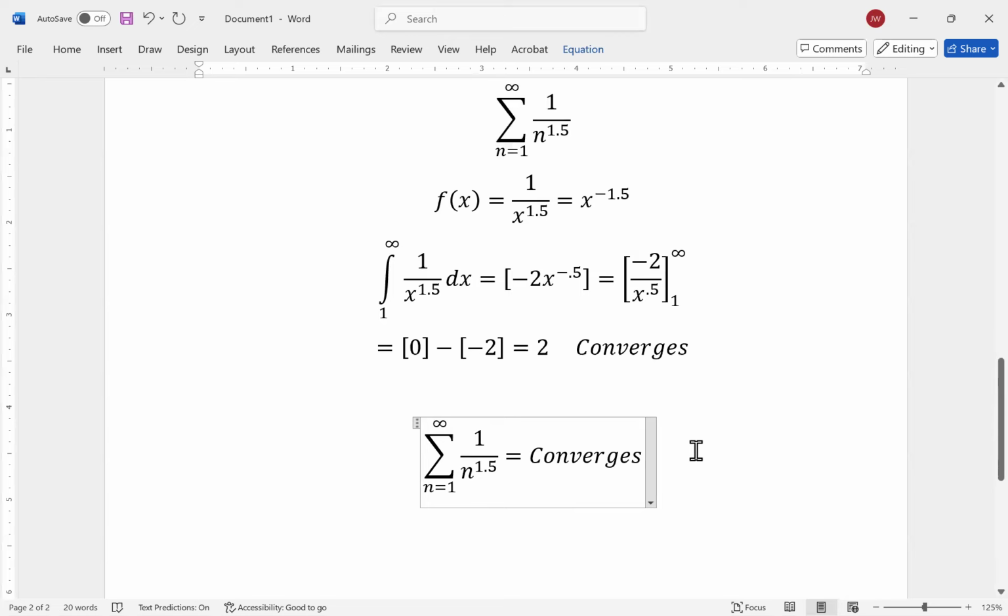And that's what the integral test allows me to say. It says 1 over n to the 1.5, that infinite series summed up from n equals 1 to infinity, converges. Now, again, it doesn't tell me what it converges to. It's not going to be 2. It's going to be a different number. But the question just asks whether or not this converges or diverges.